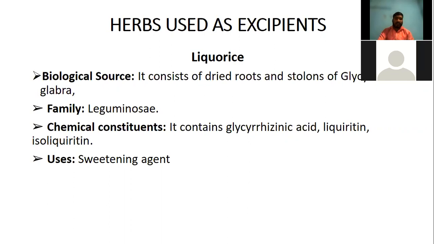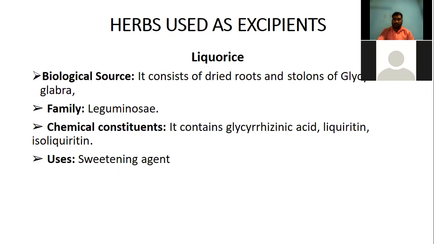Which part do we have to use? You have to use the dried root and stolon of Glycyrrhiza glabra, which belongs to family Leguminosae. And the chemical constituent, you know very well, is glycyrrhizic acid.